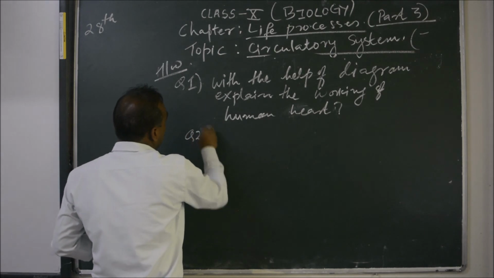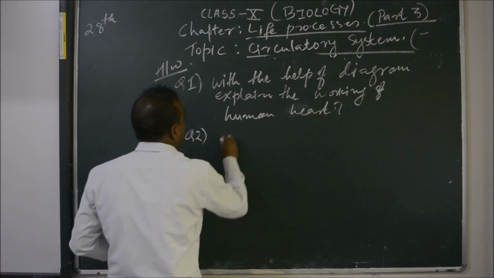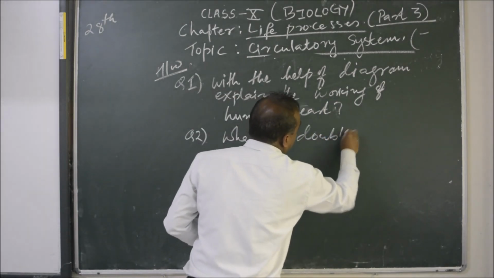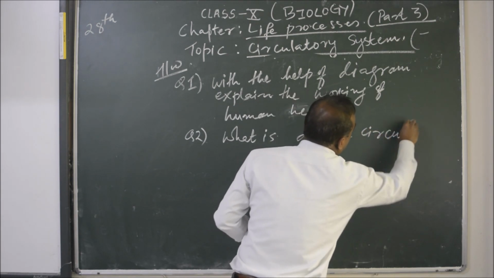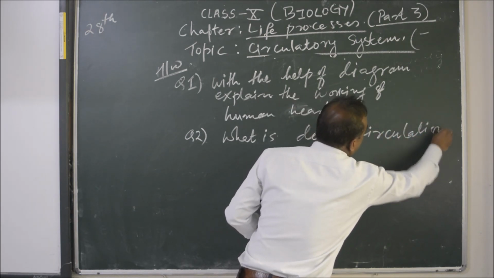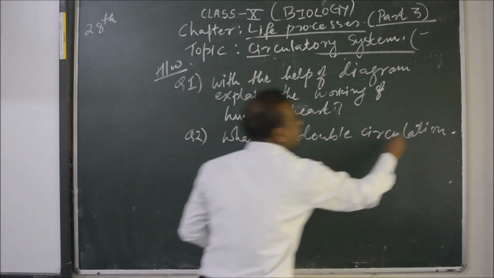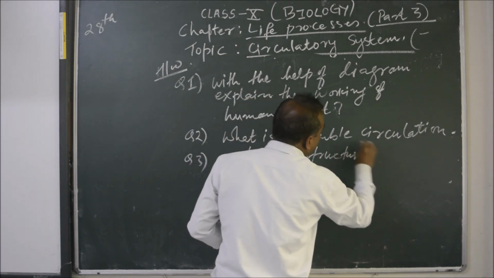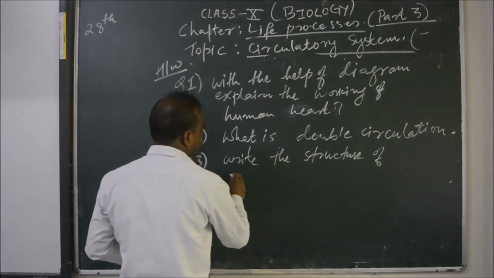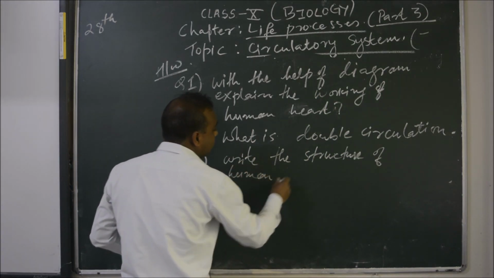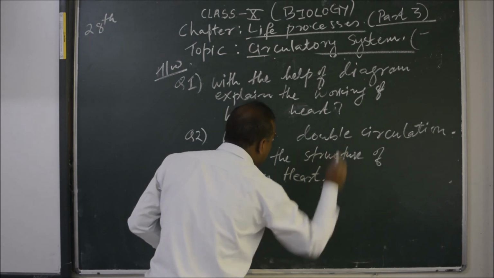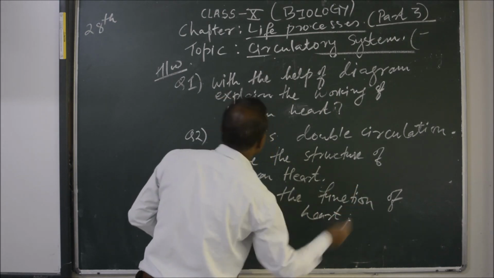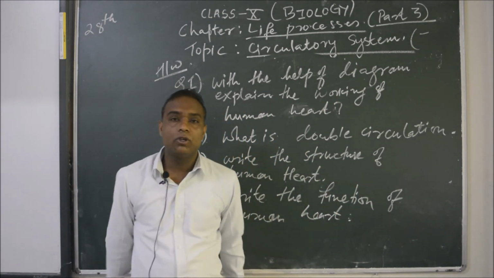Then question number 2: What is double circulation? Question number 3: the structure of the human heart. And question number 4: write the function of the human heart. So these are the 4 questions which you have to solve at home. So today this much only.